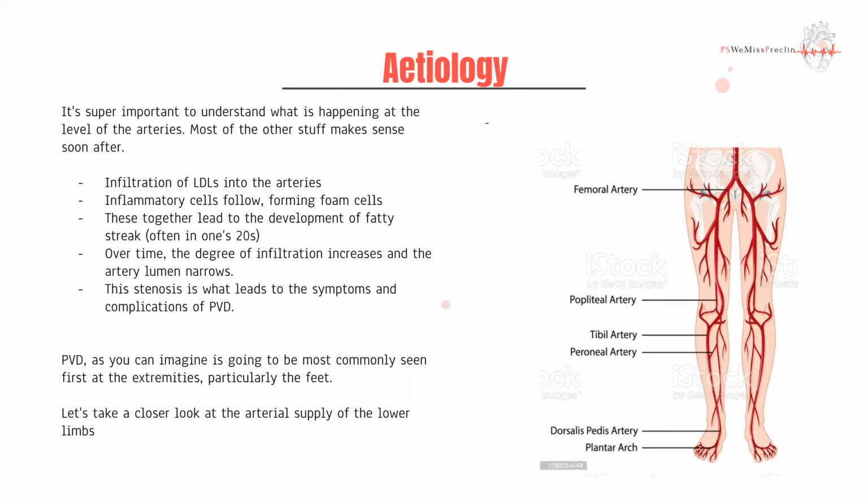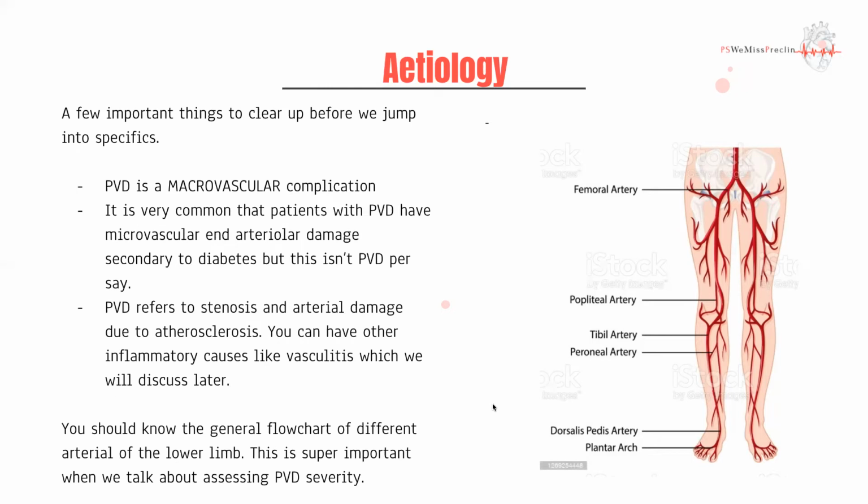As you can imagine, with any kind of tubing system, a blockage anywhere is almost always going to affect the distal parts first and then the proximal parts, right? Which is why when we think of PVD, most of the symptoms we see are going to be primarily at the feet, moving upwards. So let's look at the arterial supply a bit closer.